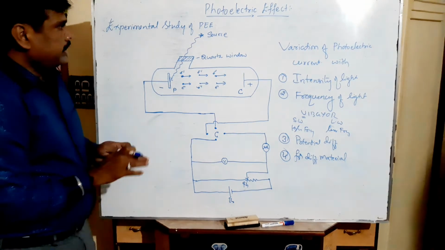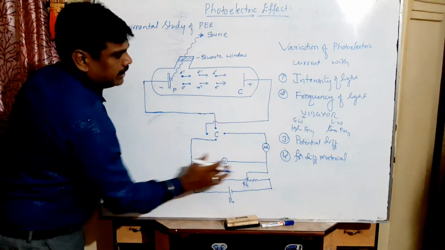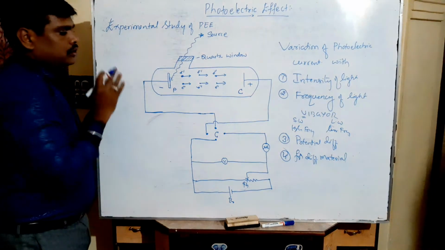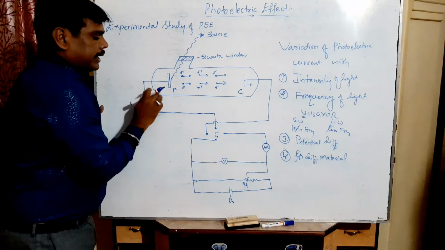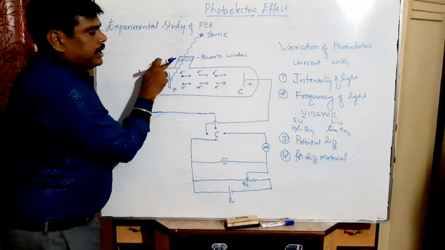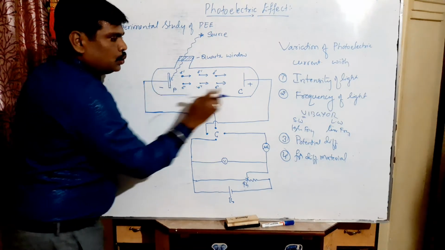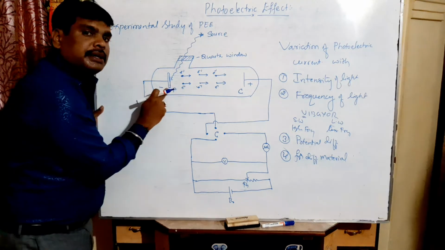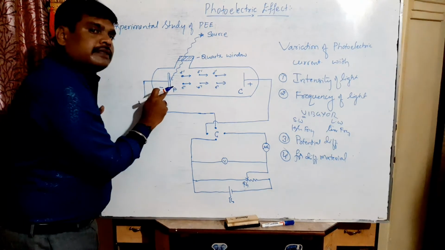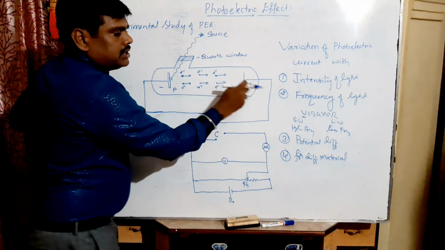Now I want to conclude with the experimental arrangement. The experimental arrangement is made as shown in the figure, which consists of an evacuated glass chamber provided with a quartz window. Inside the glass chamber, there are two plates. The first one is the emitter plate. The emitter plate is photosensitive, that is why I name it P. And the collector plate is a metal which acts as a receiver.